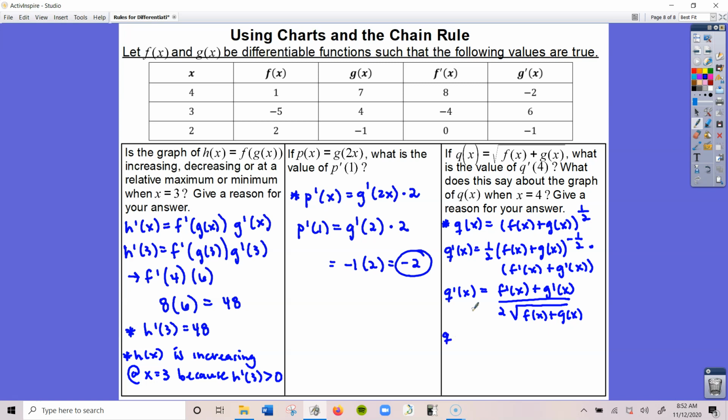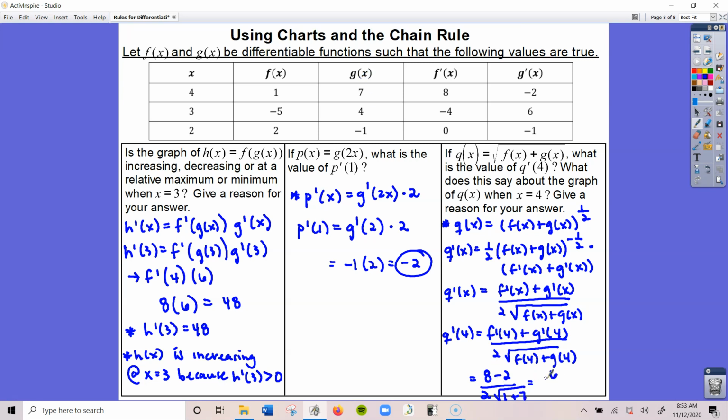And now we're ready to plug in the 4. So q prime of 4 is equal to f prime of 4 plus g prime of 4 all over 2 times the square root of f of 4 plus g of 4. So now I'm going to use my chart to get these values. F prime of 4 is 8, plus g prime of 4, which is negative 2, so minus 2, over 2 times the square root of f of 4, which is 1, plus g of 4, which is 7.